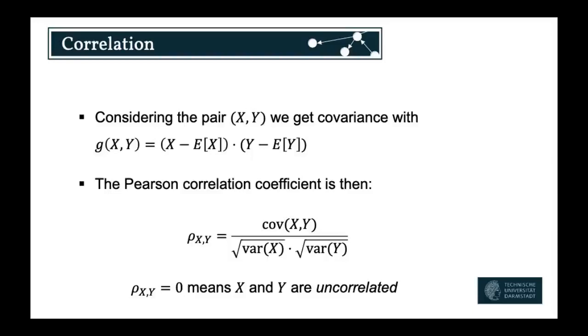And then you can define something like the Pearson correlation coefficient, typically just called correlation, as follows. You just take this covariance and you scale it by essentially the standard deviations, the roots of the variances. And when this rho xy, that's the typical notation for correlation, is 0, then we say it's uncorrelated. And obviously, if it's non-zero, then we say it's correlated.